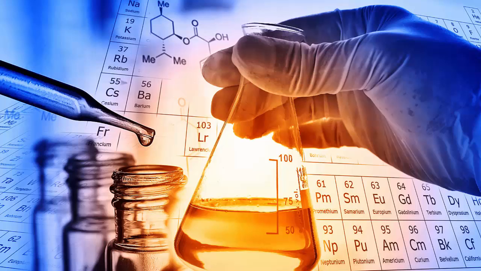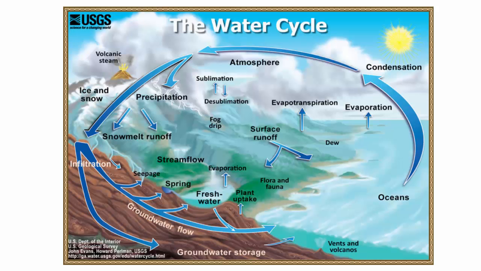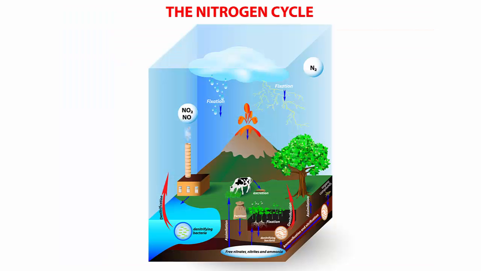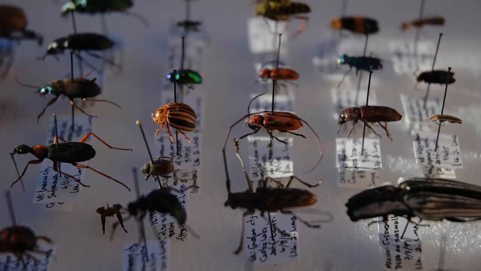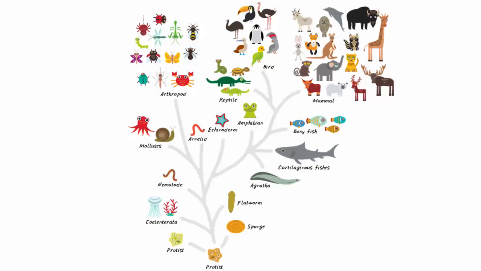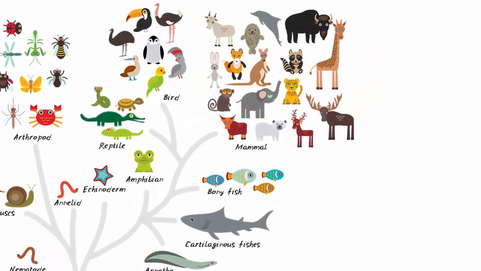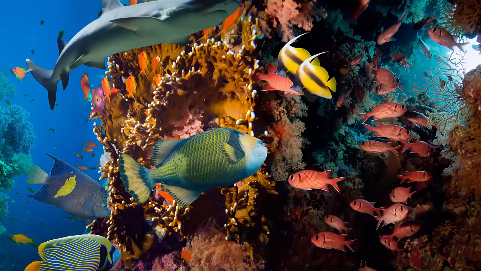Here are some abstractions across different areas and problem types. Science. Examples of abstractions in science include simplified models of the water cycle, nitrogen cycle, rock cycle, etc. Classification of living things can also be considered abstraction. We use words like mammal to generalize groups of animals, or marine organisms to generalize life in the ocean.